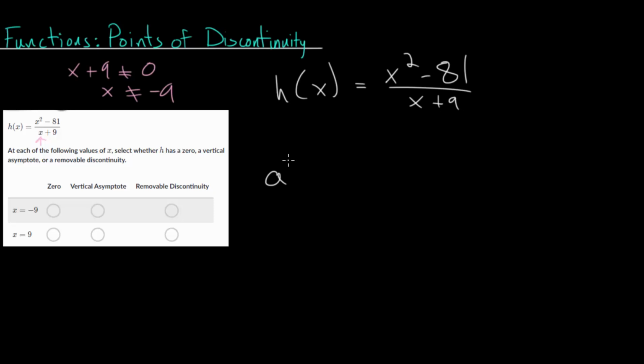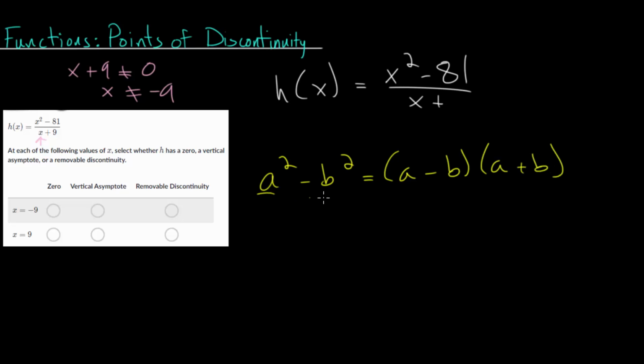Namely, if you have, let's say, a squared minus b squared, then you can factor this into a minus b times a plus b. So it's always the first one minus the second one, ignoring the squares, multiplied by the first one plus the second one. And we can apply that idea here to this numerator. Applying it to the numerator, we have x squared minus 9 squared. You might even write that out a little bit explicitly for yourself.